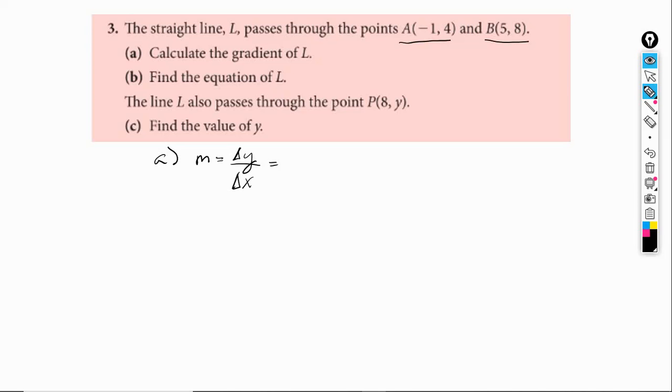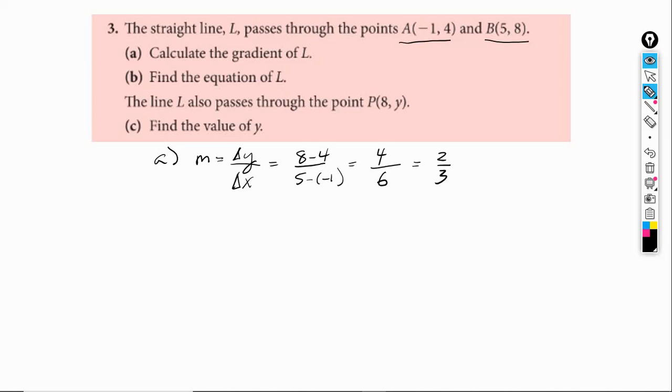So we would have 8 minus 4 over 5 minus negative 1. So this will give us 4 over 5 plus 1. That becomes a sum. So 4 over 6, which we can simplify into 2/3.